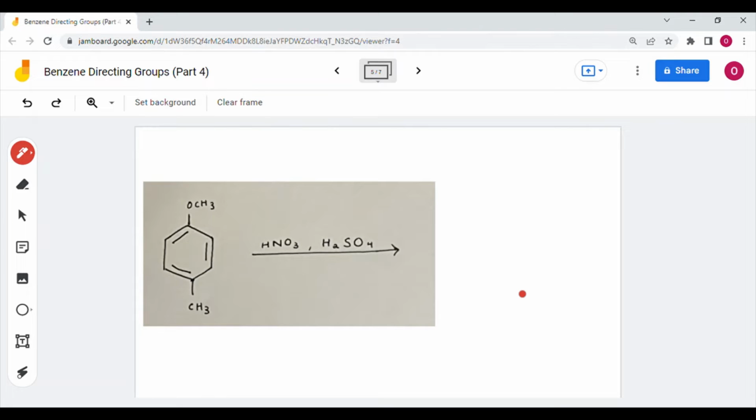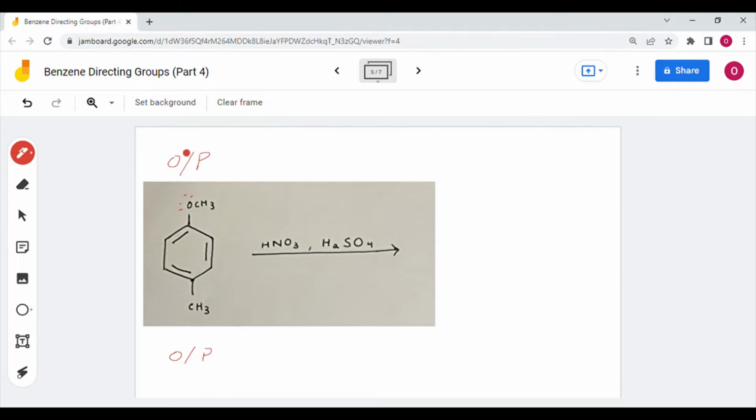For this next problem, the first step is to identify whether these groups are ortho-para or meta-directing. Starting with OCH3, we know that this oxygen has extra pairs of electrons, thus it is electron donating, thus it's an ortho-para director. Likewise, this methyl group is also ortho-para because these hydrogens give the carbon extra electron density. Thus, it is also electron donating, therefore it's ortho-para.